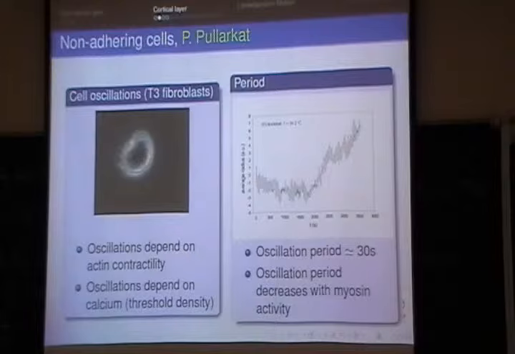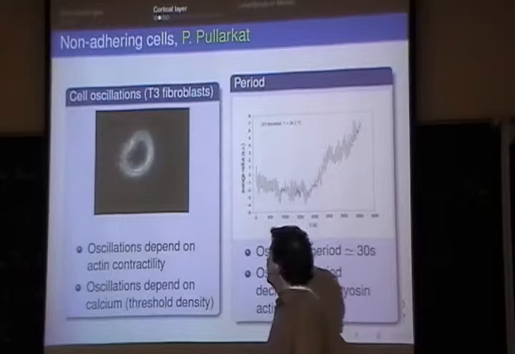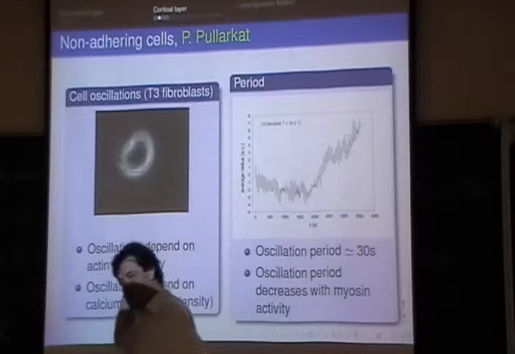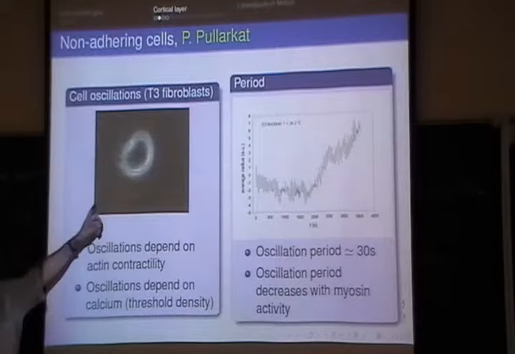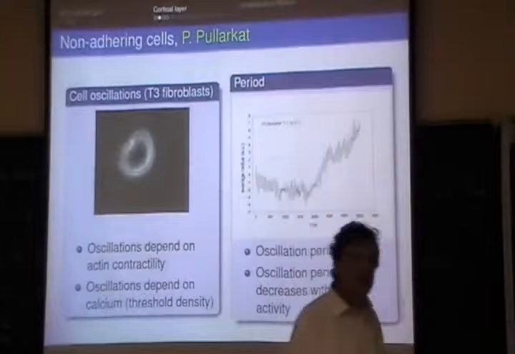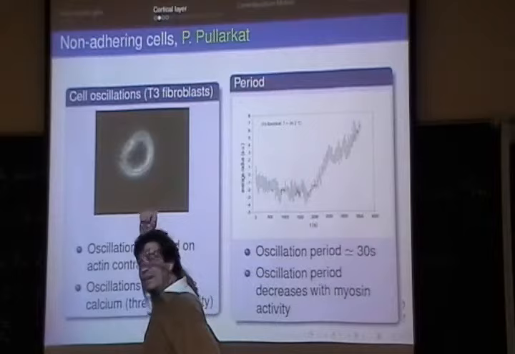There is another variable that he changed: the calcium concentration in the external medium. If you decrease the calcium concentration in the external medium, you also stop the oscillation. Any other parameters that he changed didn't do anything. So what it tells us is that what's important in there is actin, myosin, and calcium.